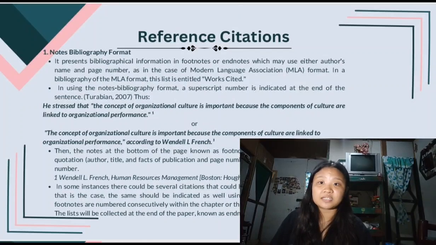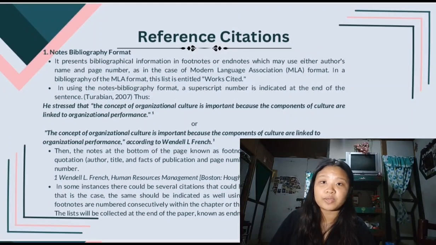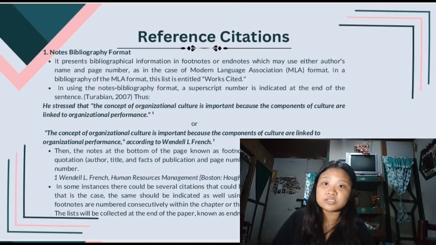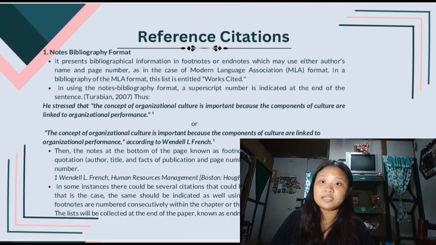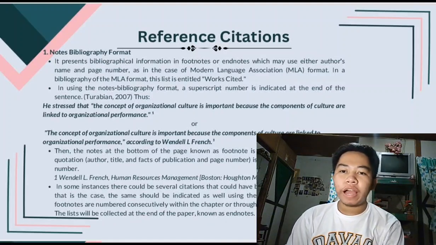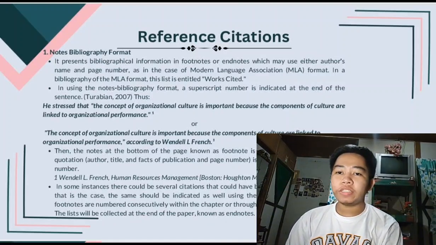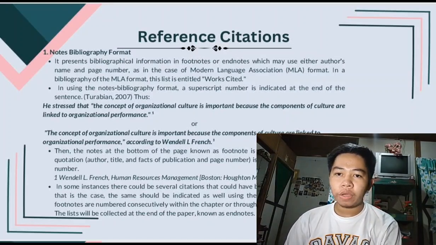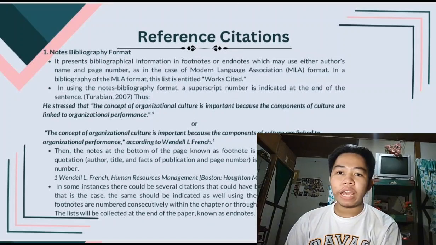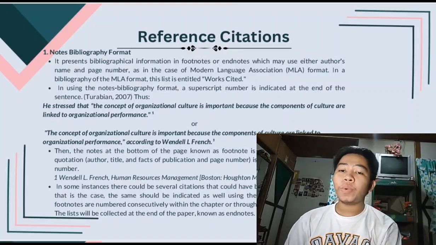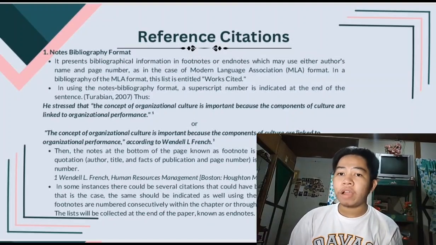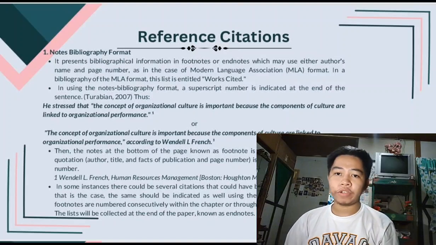There are two basic types of citation formats for documenting materials obtained from other sources: the notes bibliography format and the parenthetical reference list format. First, we have the notes bibliography format. It is a way to give credit to sources you use in your research, either through footnotes at the bottom of the page, or endnotes at the end of your paper. When we use this format, we place a small number called a superscript right after a sentence that quotes or refers to a source.